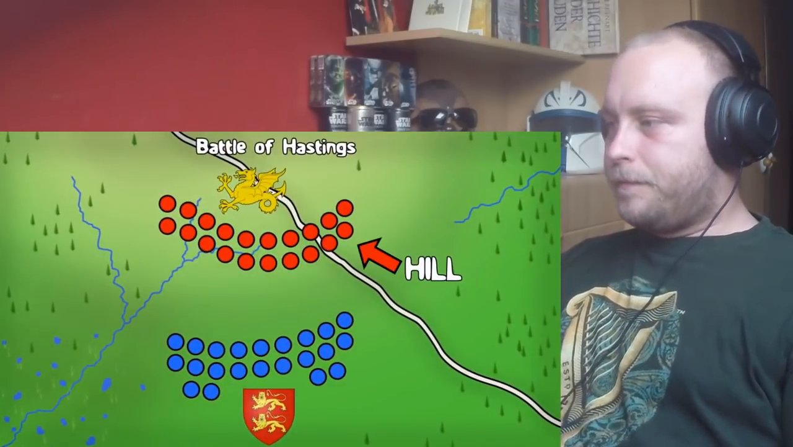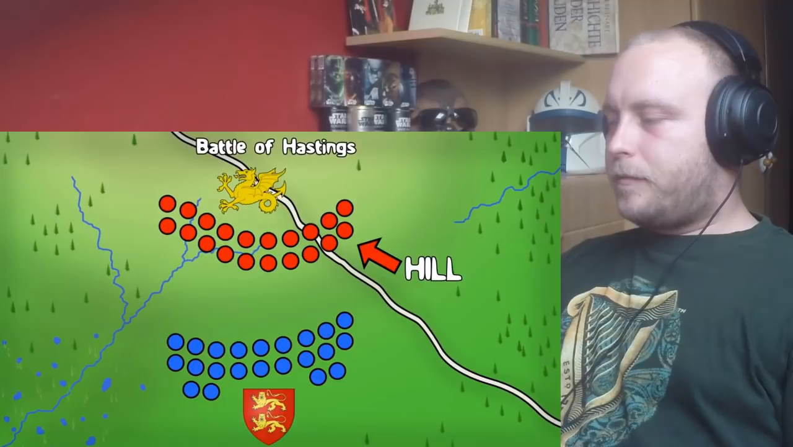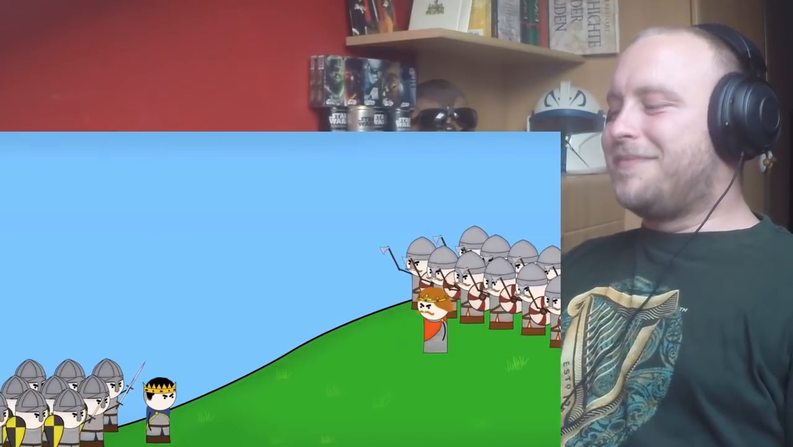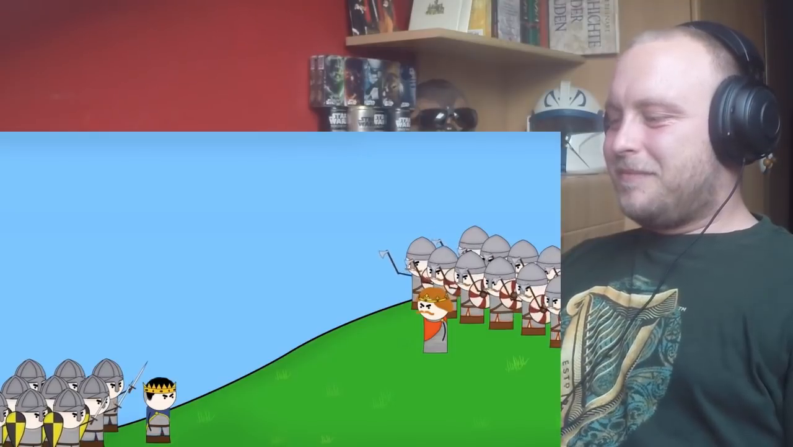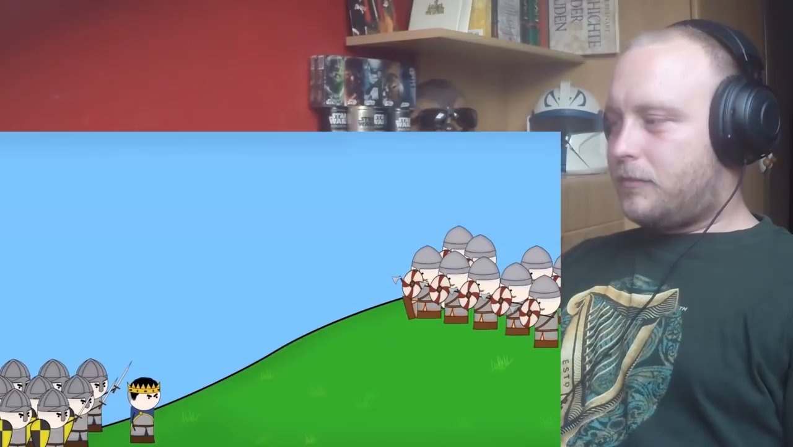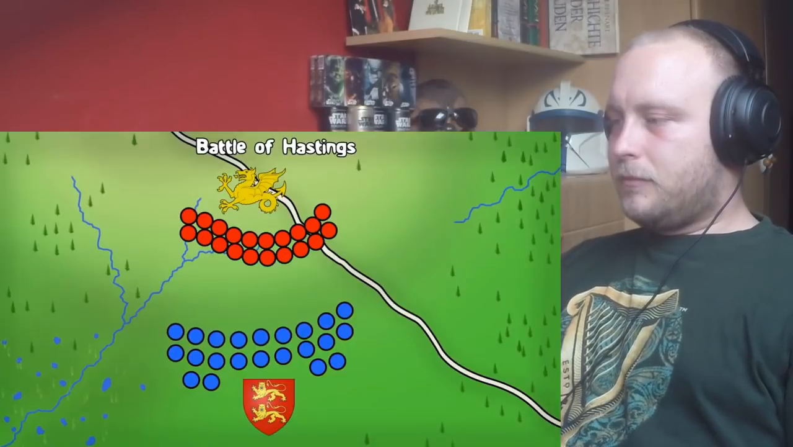The English were on a hill, so they decided to stay there because it was a good defensive position. The Normans approached, and the two sides probably spent a while yelling at each other. William and the Normans had a few tactical advantages over the English. The first were the archers. The Normans sent volley after volley of arrows at the English, who formed a shield wall in defense. Then William sent his infantry up the hill.